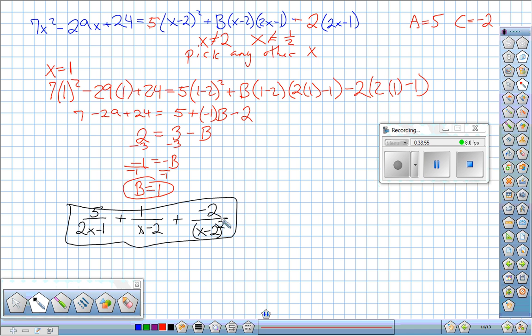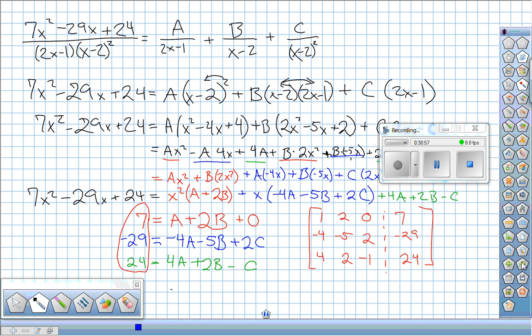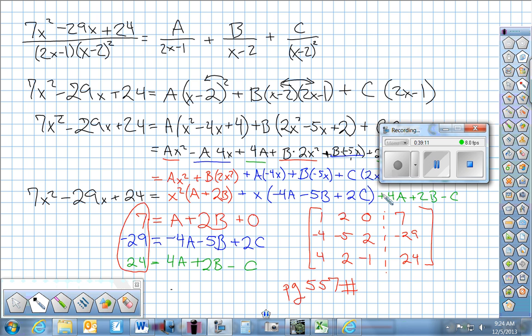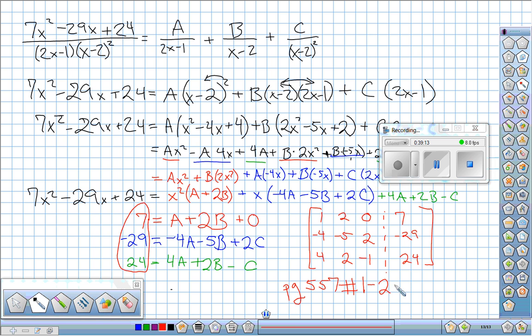Okay, you'll get your same A, B, and C, but I want you guys to do homework on page 557. And I want you to do numbers 1 through 27 odds.